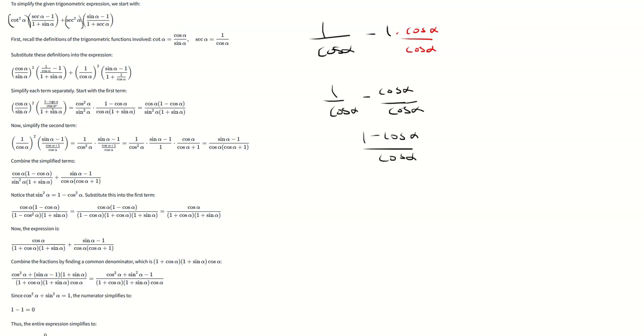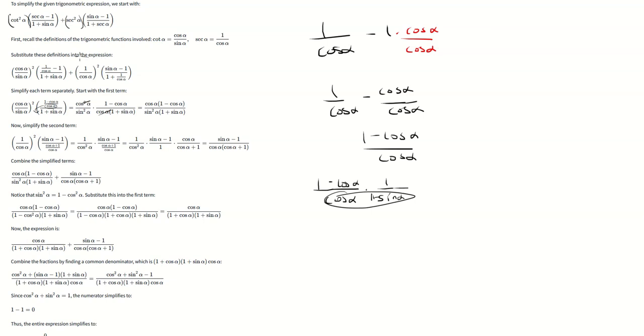Now this cosine on the bottom is going to multiply the denominator. And the reason is because if you have 1 minus cosine alpha divided by cosine alpha divided by 1 plus sine alpha, it's the same thing as multiplying by the reciprocal of 1 plus sine alpha. And so these guys are both going to be in the bottom. And so now we can distribute this. Well, first, cosine squared will cancel out the cosine. And so we have cosine alpha times 1 minus cosine alpha over sine squared alpha times 1 plus sine alpha.